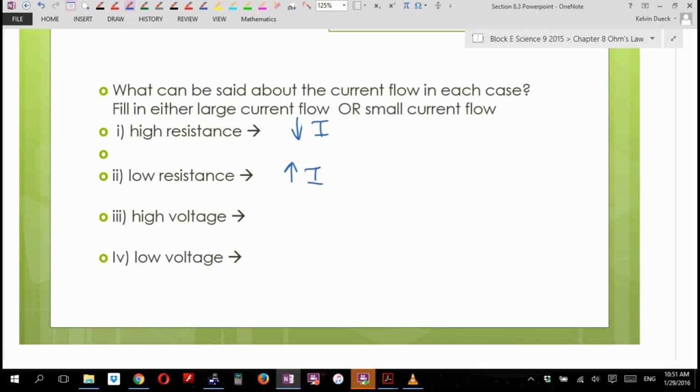What about if you have a high voltage? Let's go to my ski hill analogy. Let's suppose a ski hill has a high voltage. What that means is it's a really, really big hill. What's more popular among hardcore skiers, big hills or bunny hills? So what'll have more skiers on it, a big hill or a bunny hill? What'll have more current, high voltage or low voltage?